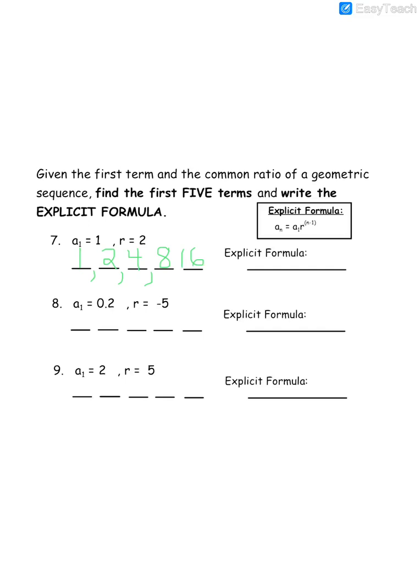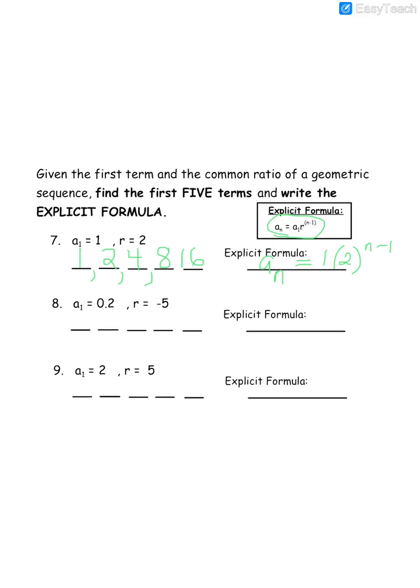The explicit formula comes from this formula, which you will always be given. So it's going to be A sub n equals, the first term in this case is 1. The R you were told was 2. And I'm raising it to the n minus 1 power. So we're just going to copy that. And this is what's called the explicit formula.